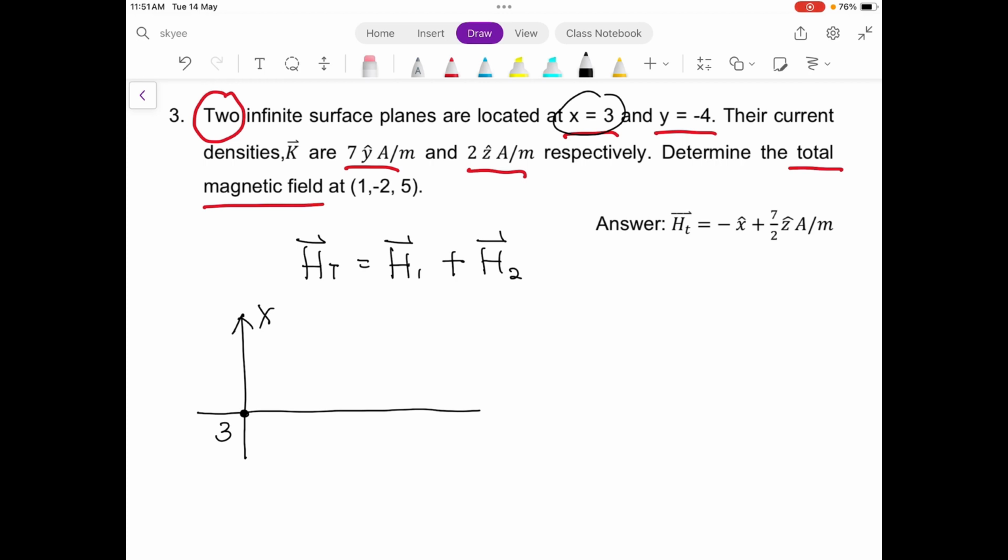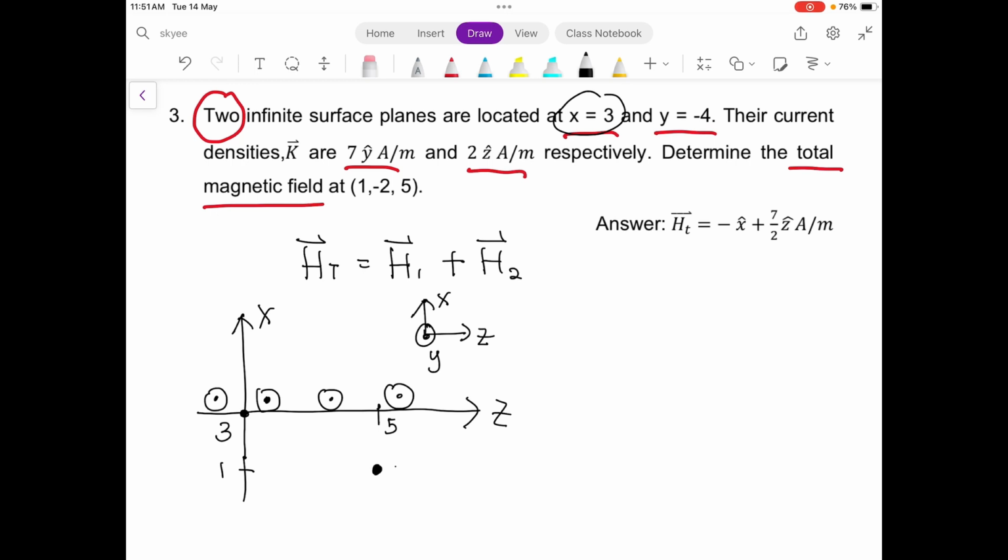The observation point is (1, -2, 5). This axis will be z, because the current is in the y direction. So you can label the y direction, this is your current. This is x, this is z, and this is y. Look at the positions. The observation point is (1, -2, 5). Here is 3, so 1 is somewhere here, and 5 might be somewhere here.